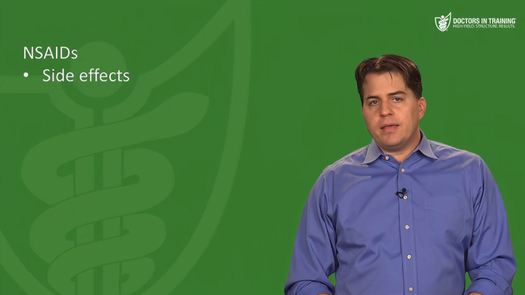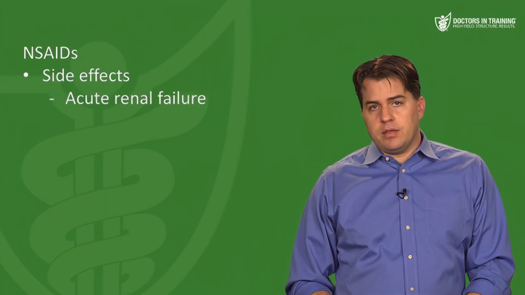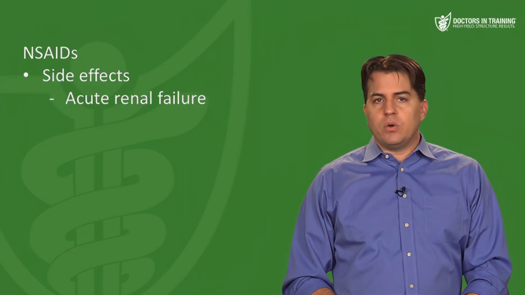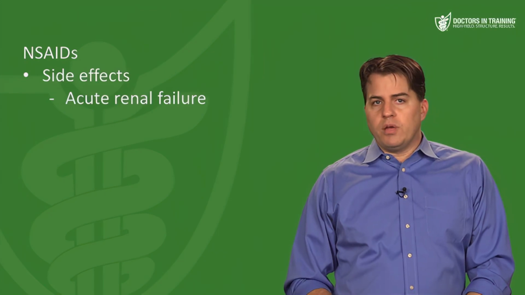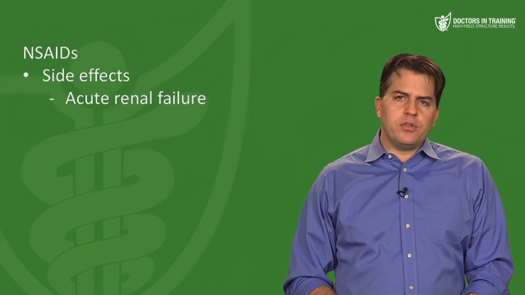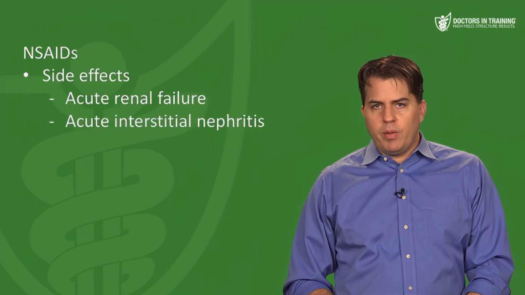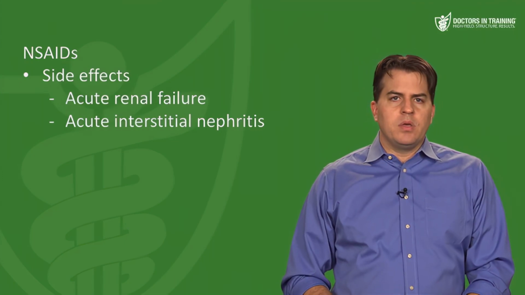As far as the side effects, NSAIDs can cause acute renal failure because they inhibit prostaglandin synthesis, and prostaglandins are vasodilators, so NSAIDs cause some vasoconstriction, and the vasoconstriction reduces renal blood flow. NSAIDs can also cause some acute interstitial nephritis. That's another type of kidney problem. Damage is caused by a totally different mechanism there.